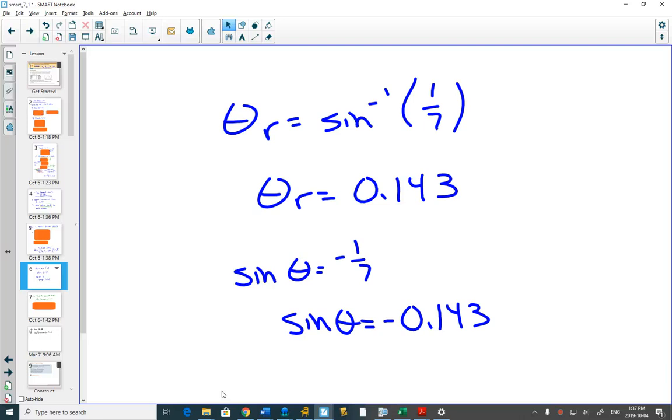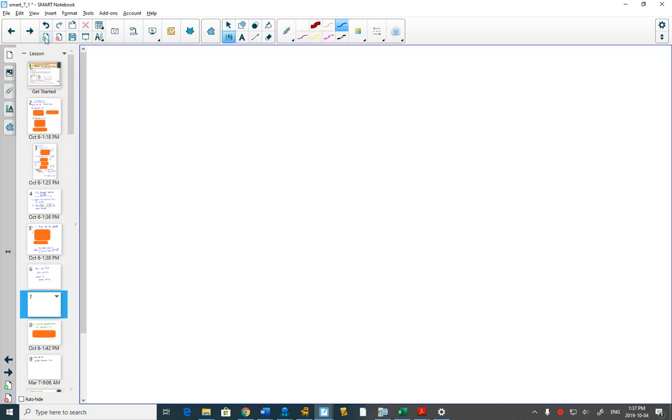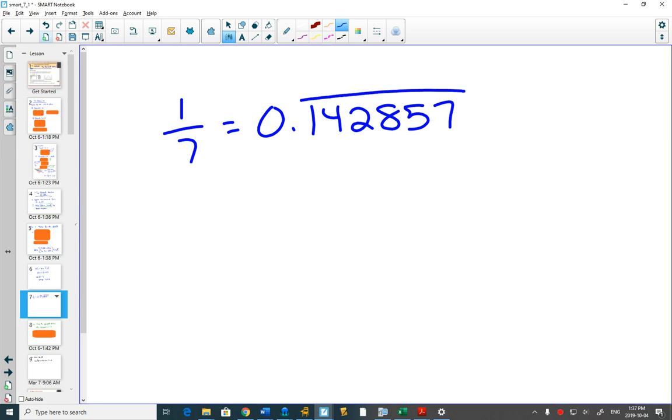The 7ths are my favorite fractions. Does anybody else have a favorite fraction? No? Just me? Okay. Feel alone right now. I like 1/7 as a decimal is 0.142857 repeated over and over and over again, right?